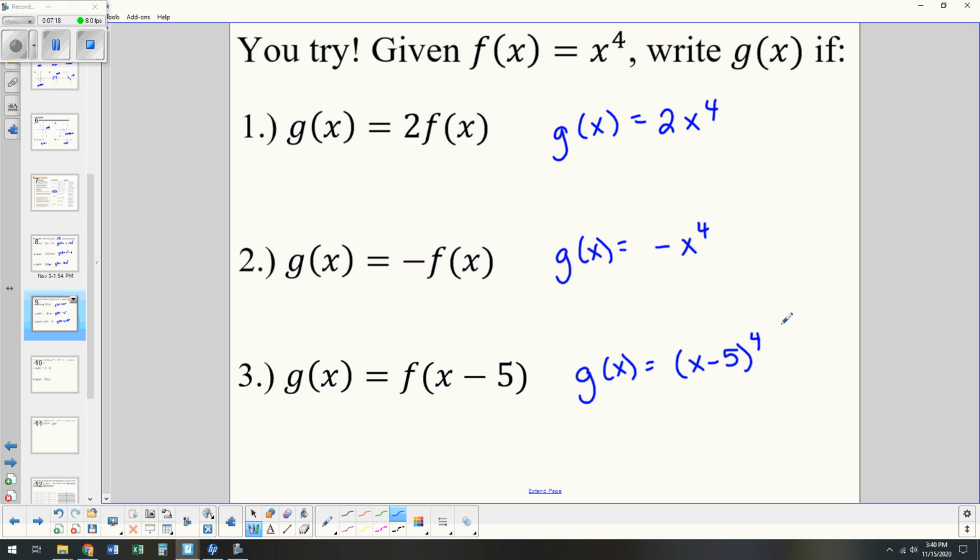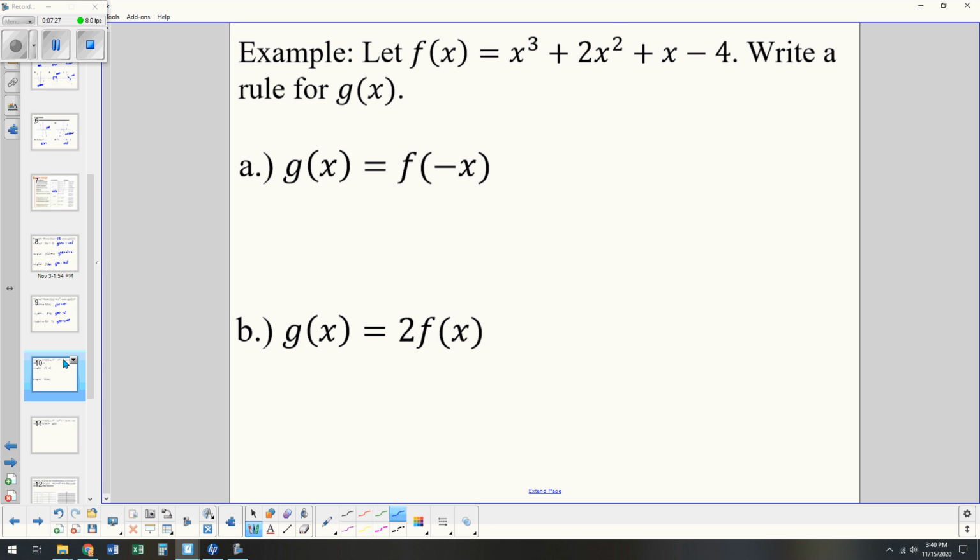All right, go ahead and check your answers. All right, moving on. So this is a little different. This is already giving us an entire polynomial, and they want us to change it into g of x by doing whatever transformation they're describing here. So for this one, they want us to plug in negative x anywhere there was an x. So I'm going to start by showing that step. I'm plugging in negative x to the x third. I'm plugging in negative x to the 2 times x squared. I'm plugging in negative x for the x, and then I just write 4.